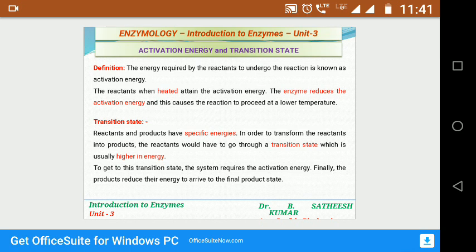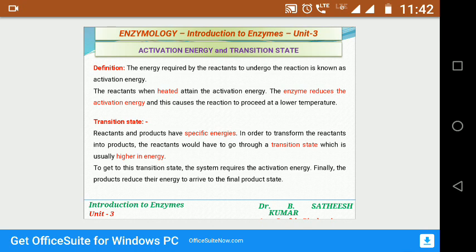For that, it requires some amount of external energy. That amount of energy which is required by the reactants to reach the transition state is known as activation energy. So we have to activate the reactants, then only the reactants become products. In case of enzymes, the substrate must be activated so that it reaches a state of transition. From the transition state, it becomes product.